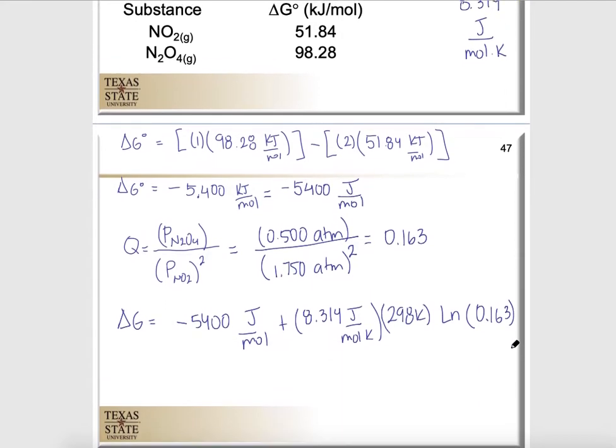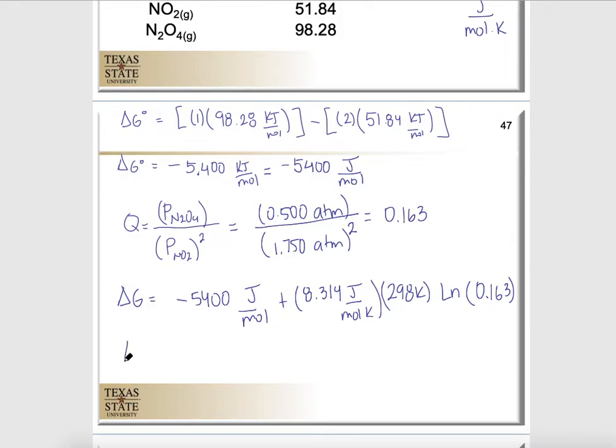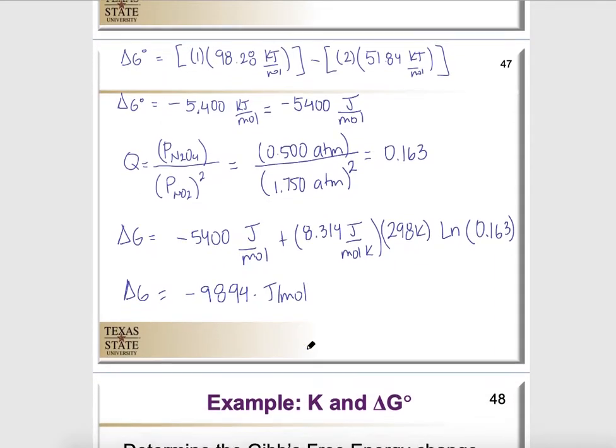And once you plug everything in, you end up with delta G being equal to, not zero, delta G being equal to negative 9,894. Wait, four significant figures, I think. Actually, I'm just going to leave it like that, joules per mole. We are done with that problem. And now, the last problem.